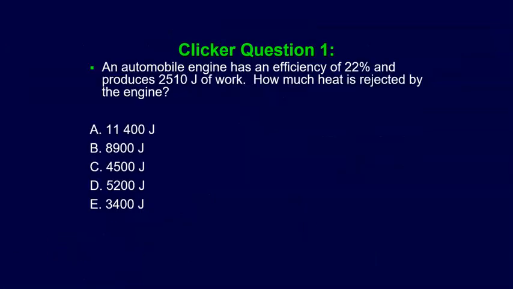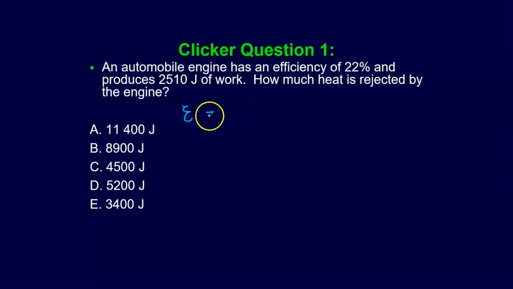All right, our last example here: an automobile engine has an efficiency of 22% and produces 2,510 joules of work. How much heat is rejected into the cold reservoir by the engine? If you want, go ahead and pause, give this a try, and then we'll come back and talk about it.